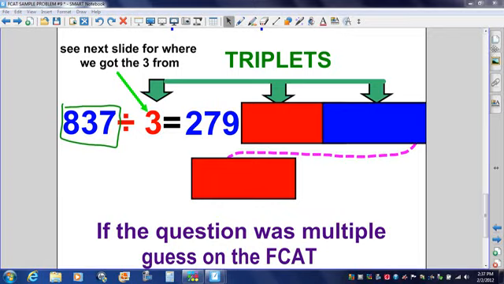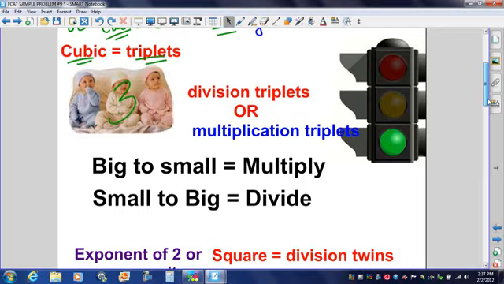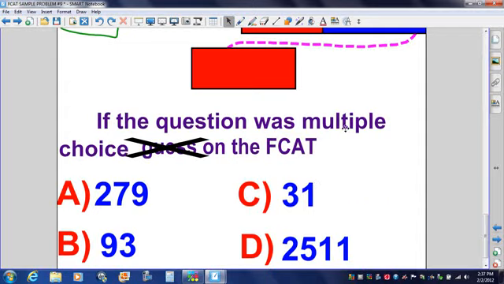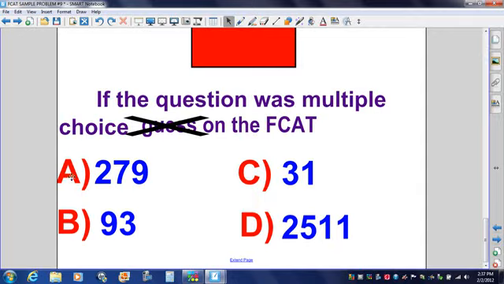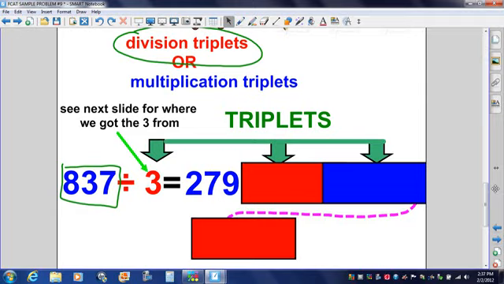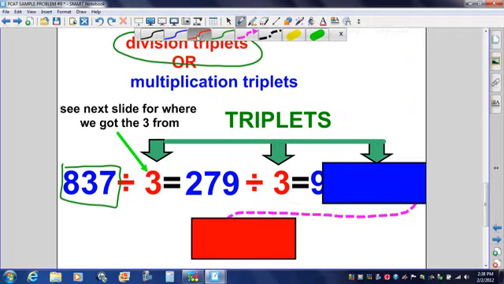Now, we said this was a grid question, which we're going to grid in just a second, but you have to be very careful on the FCAT. Because if it was a multiple guess, I'm sorry, my bad, multiple choice on the FCAT, then a lot of you would stop right here and pick 279, because that would be a distractor or tricky answer. Remember, since we're doing cubic units, I'm doing triplets. So that means I'm really going to have to divide 3 times.